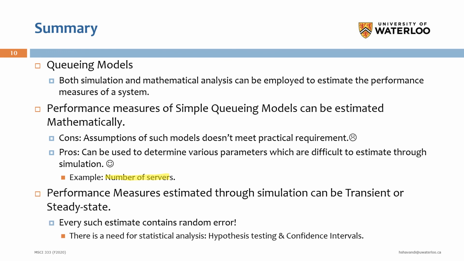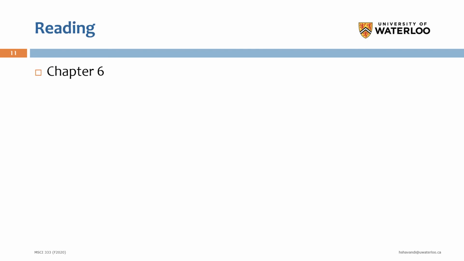The performance measures that we have in this chapter are just for the steady state behavior, but if we build a simulation model, we can obtain the performance measures for the transient behavior as well. Okay, so this is chapter 6, and you can read chapter 6 of the textbook as your reference.